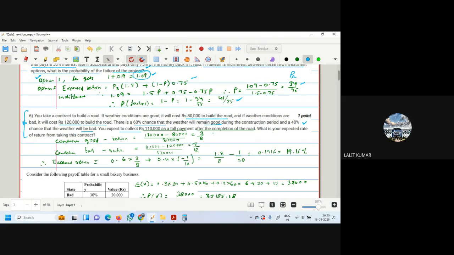So in condition good, your return is 110,000 minus 80,000 divided by 80,000, which is 3 by 8. In bad, it is 110,000 minus 120,000 divided by 120,000, which is minus 1 by 12. Because you had spent 1,20,000, you're getting 110,000, and now use the probability to find the expected rate of return.